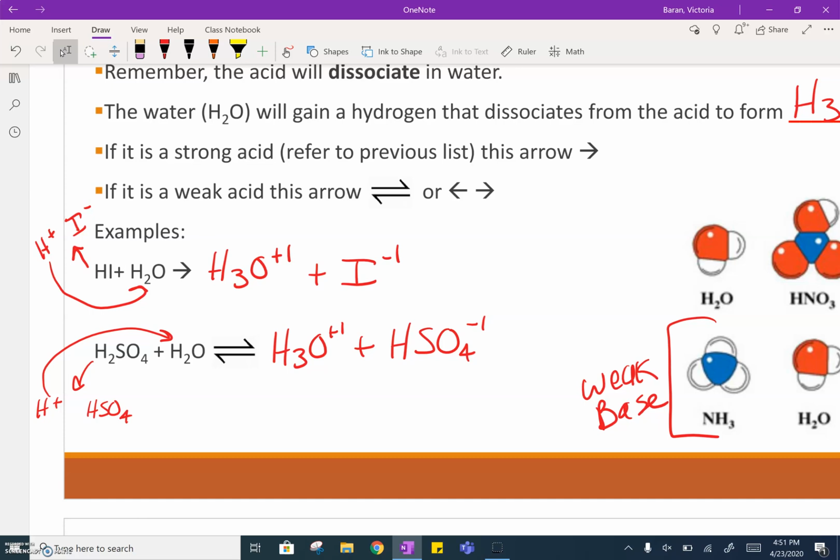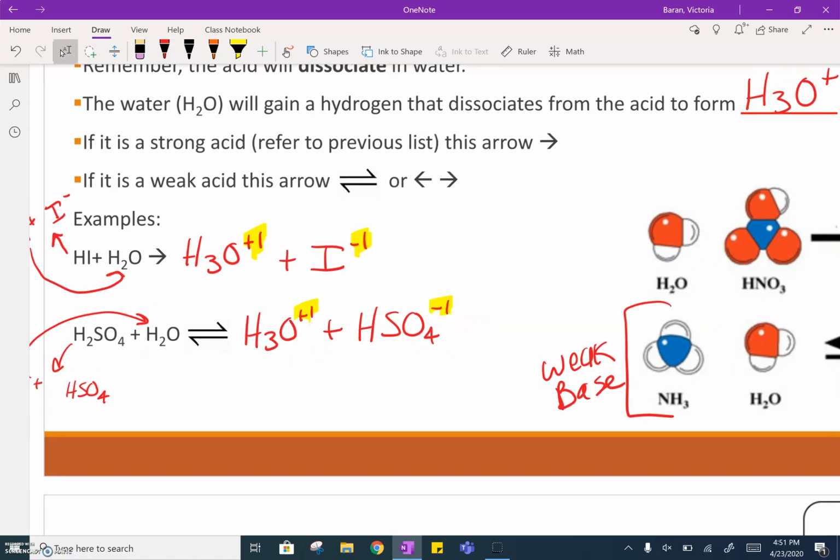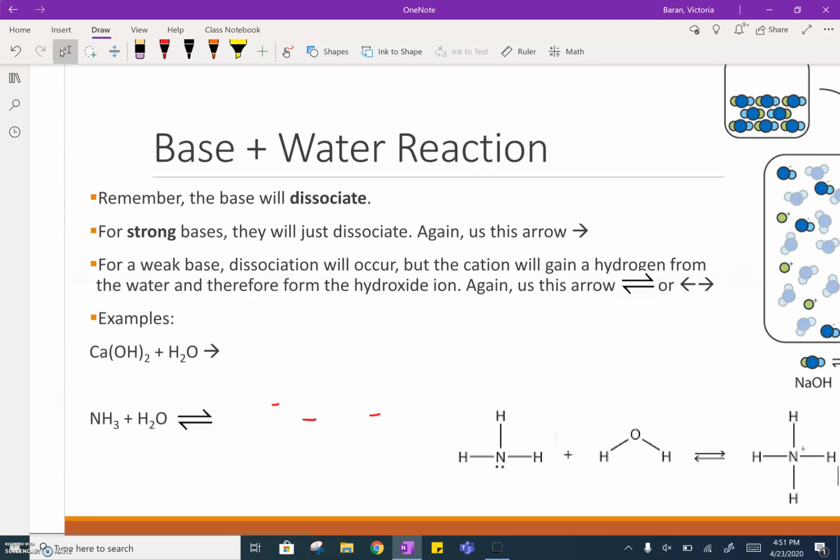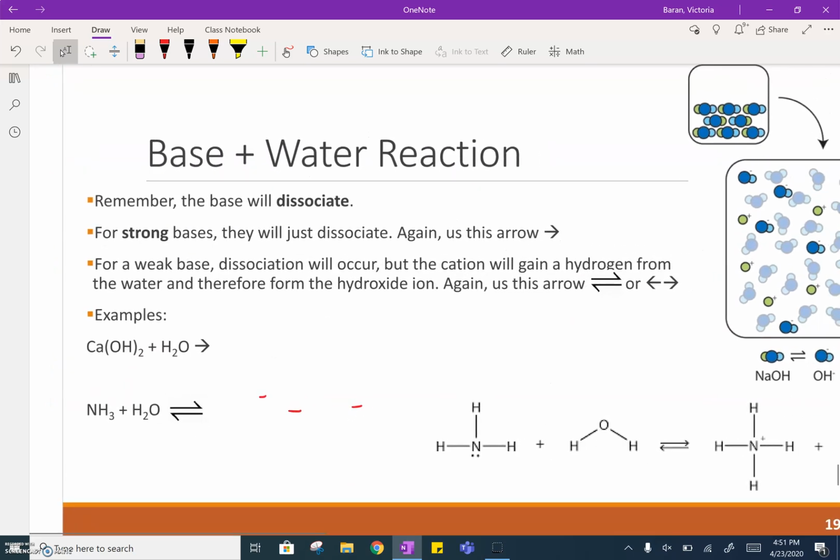So for reactions with water and acid, the H from the acid will become a part of the water to form H3O+, and then you just have to make sure you write the ion that is left over. Please do not forget to write your charges because these are all ions. Now, the next example is going to be for our base and water reaction.